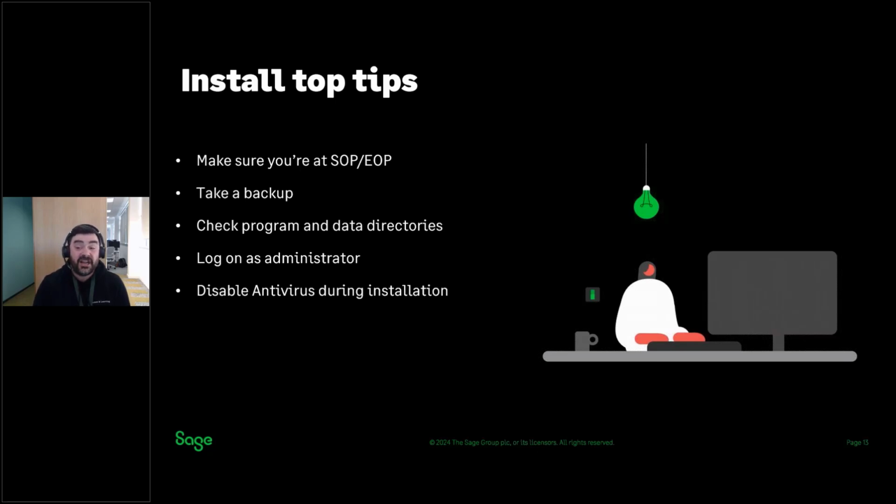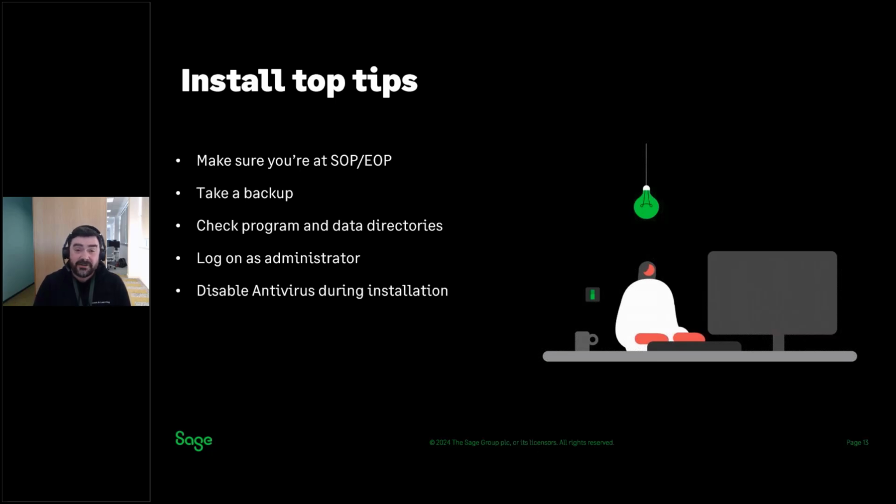Tip 3 is to check your program and data directories, which you can find in Help and System Information. Number 4 is to log onto your PC as an administrator. So do make sure you've got the correct permissions to be able to install an update. Your IT team can help with that.